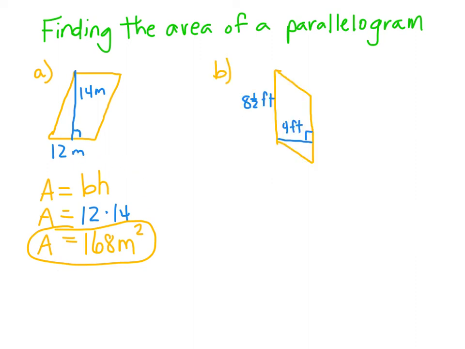This one, the picture is drawn a little bit different because it looks like this would be your base here, and this would be your height because it's up and down, and that's how we determine height. However, I told you before, look for your key indicator of the little square, which means it's a 90-degree angle. That is your height. So your height is 4 feet. Your base is 8.5 feet.